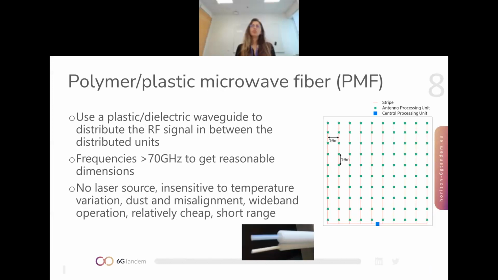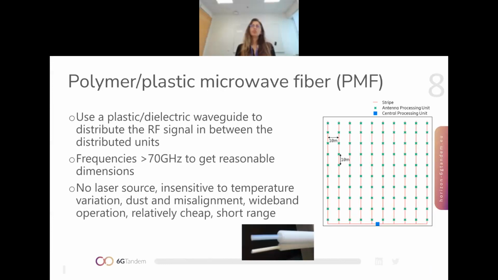So the reds are the stripes, the fibers. The green crosses are representing the antenna processing units. And we have this blue box representing the central processing unit. And this is the sub-terahertz D-MIMO deployment. And we have in 6G-Tandem the sub-10 gigahertz as well, of course. But here I want to talk about these fibers.